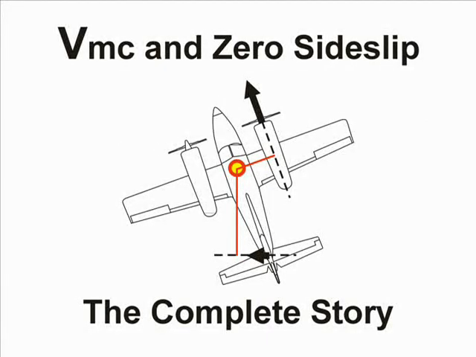This video examines VMC and zero sideslip using a Yaw Axis Simulator. With an engine out, VMC is the minimum airspeed at which yaw effects can be balanced out, while zero sideslip provides the most efficient flight condition.